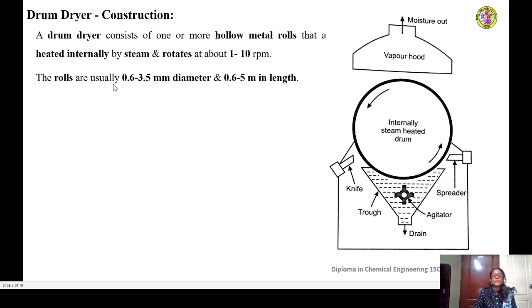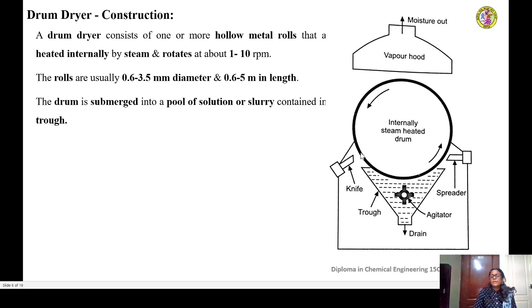The rolls are usually 0.6 to 3.5 meters in diameter and 0.6 to 5 meters in length. So those are the dimensions recommended for constructing the drum. The drum will always be submerged in a pool of solution or slurry that is contained in a trough. So there is a trough into which the drum dips or gets submerged during its course of rotation.